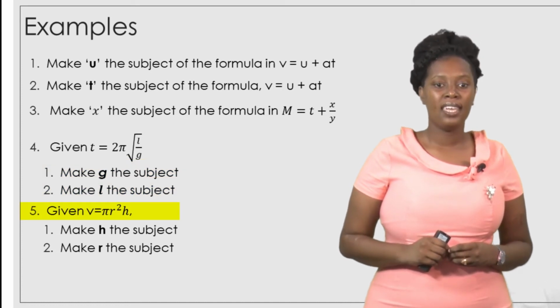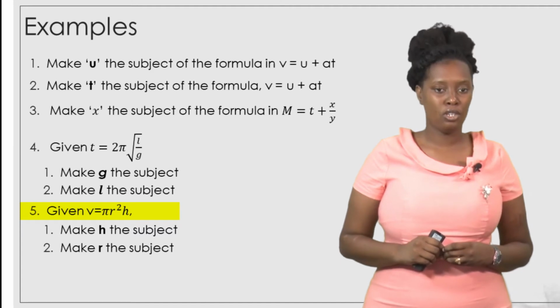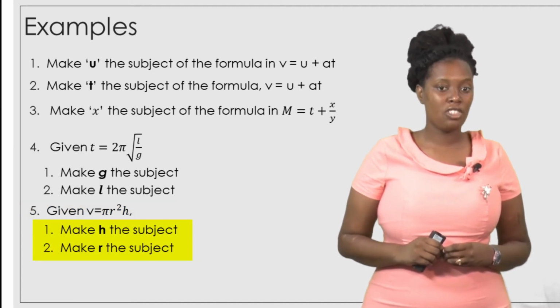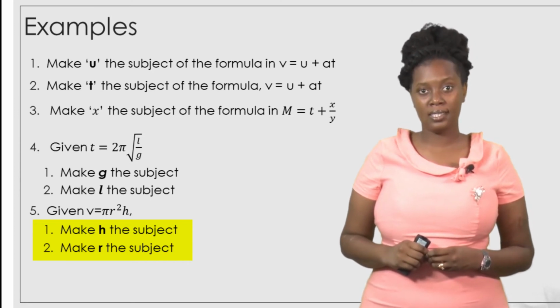Number 5, given V is equal to pi r square H. Number 1, make H the subject, and number 2, make R the subject.